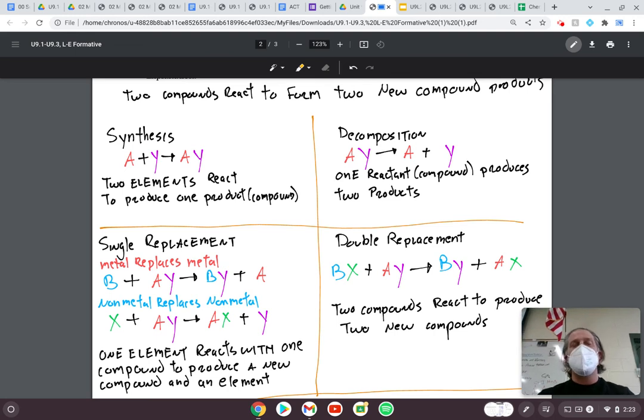Well, not all of the notes, but a lot of the notes, like the big stuff. Synthesis, here's your generic formula. A plus Y makes AY. How do you write it? 2 elements react to produce one product compound, right? Decomposition, AY breaks down to make A plus Y. One reactant or a compound breaks down to make 2 products.